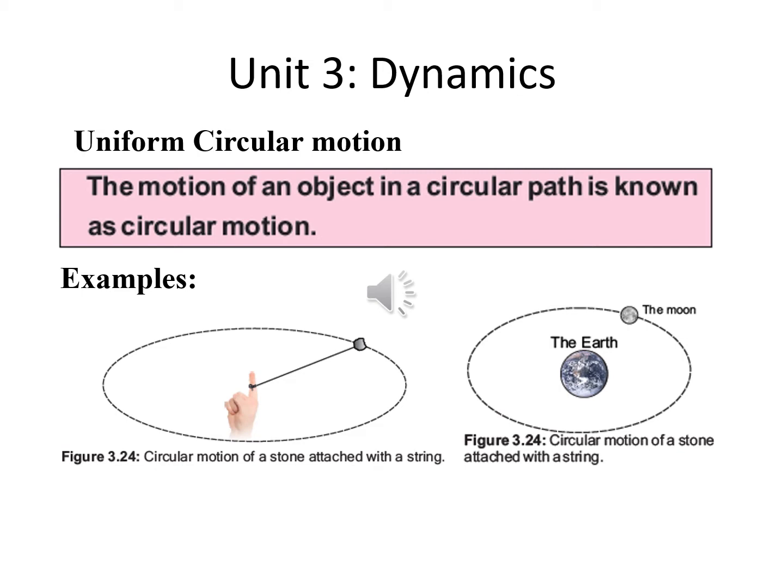Figure 3.24, circular motion of a stone attached with a string. If you attach a stone with a string and try to move it, it will move in a circular motion. So it has uniform circular motion because at every point it is moving uniformly. Now if you see figure 3.24 here, around the earth the moon is revolving. The motion of the moon around the earth is also a uniform circular motion.